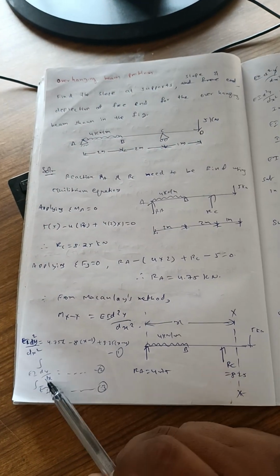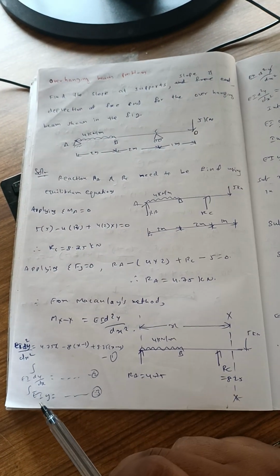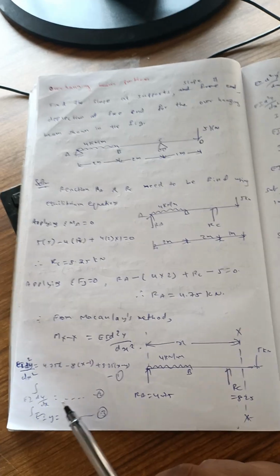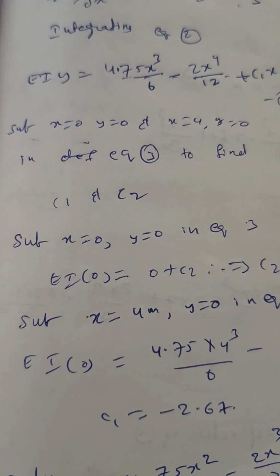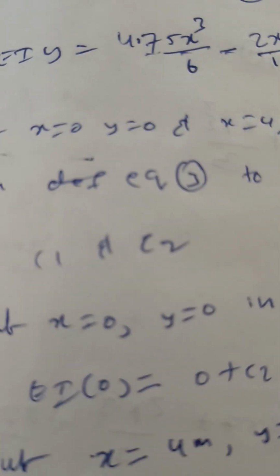Integrating one time we will get EI dy by dx, and the other time we will get EI y. Here the boundary conditions we need to use are x equal to 0, y equal to 0, and x equal to 4, y equal to 0. Using this we can find C1 and C2 values, and substituting in the slope and deflection equations, we can find the slope equation and deflection equation.